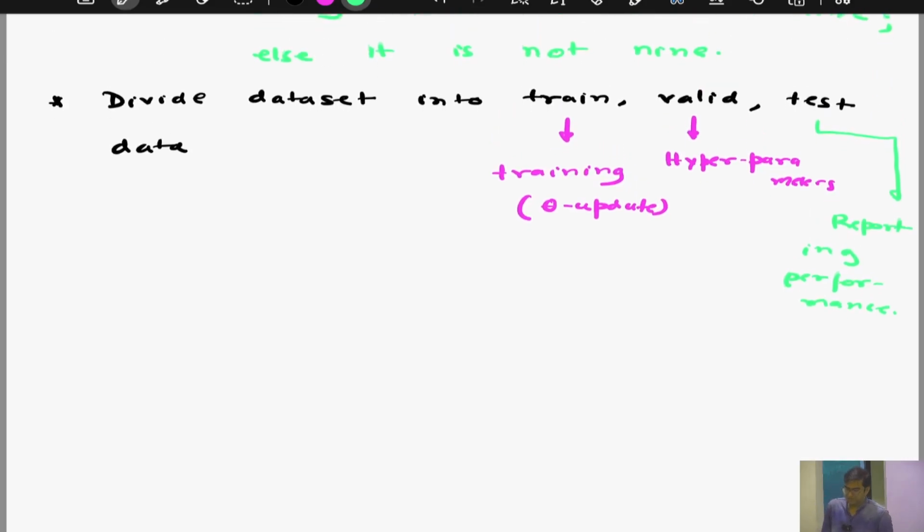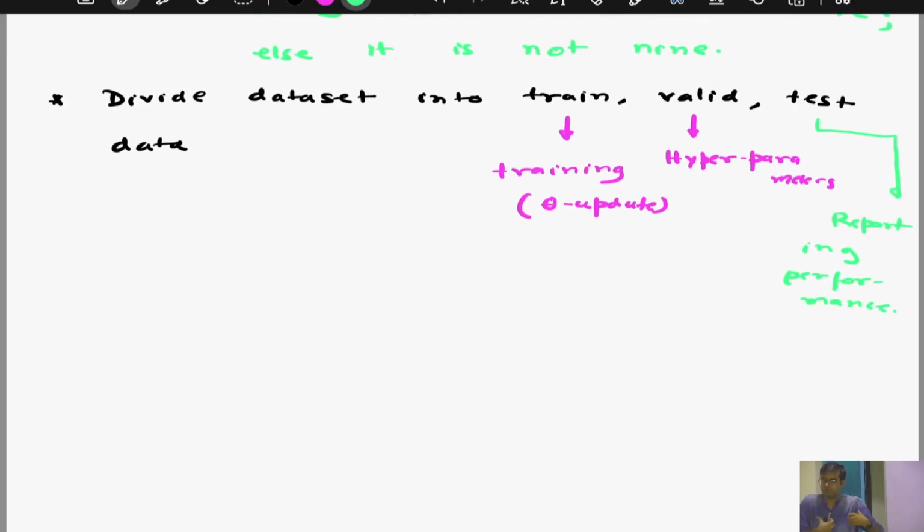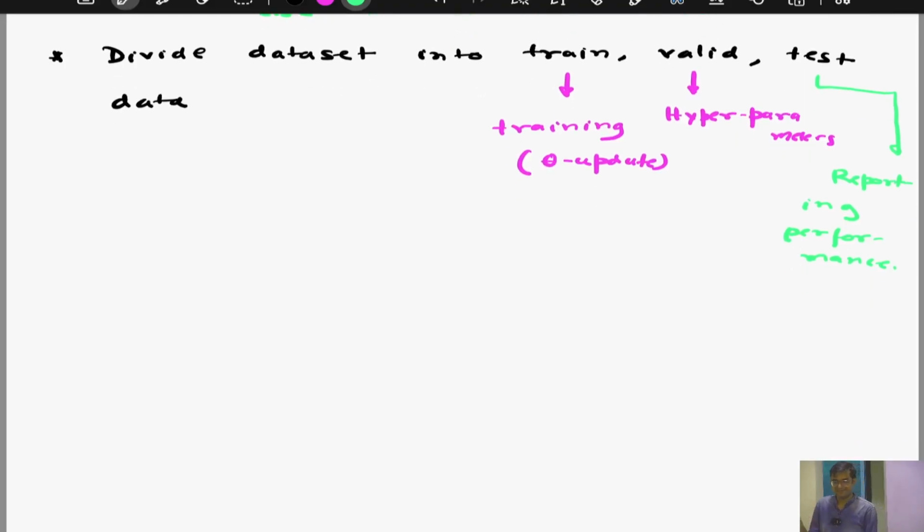And there should not be any data leakage. There should not be any overlap. It should not happen that validation data is common with training data. If that is happening, that is known as data leakage. Data leakage is a crime in machine learning, I call it a crime. Data leakage is very bad, and your model is useless actually if there is data leakage.